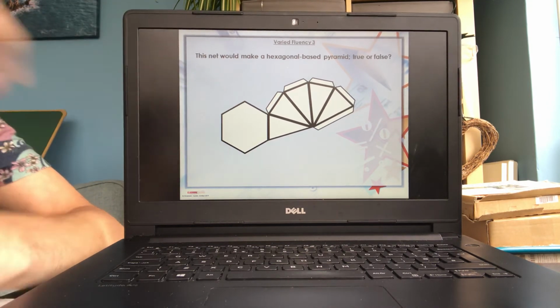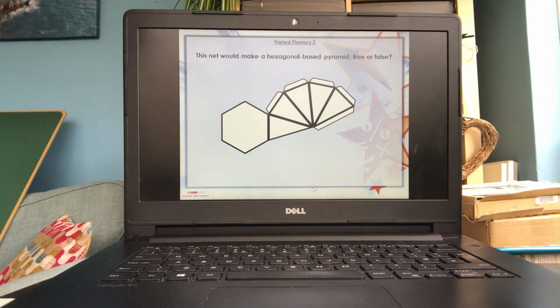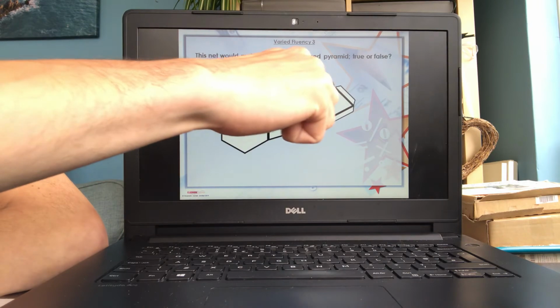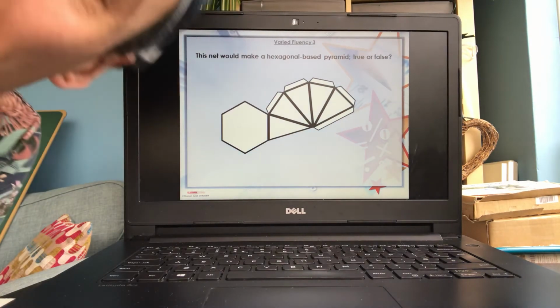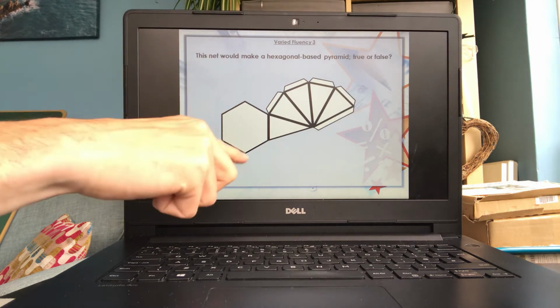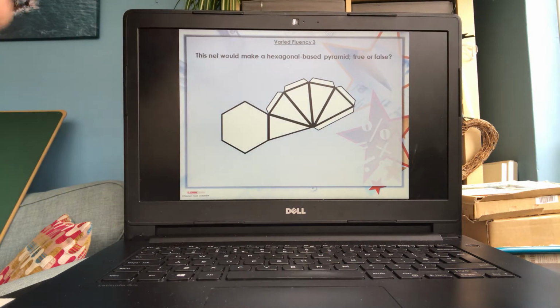If we've got 6 sides, we need 6 triangles. That makes sense, doesn't it? So let's count here. We've got 1 triangle there, 2, 3, 4, 5. It's not going to work. We have got a 6th triangle missing. It wouldn't go all the way round. It would leave that one without a face.